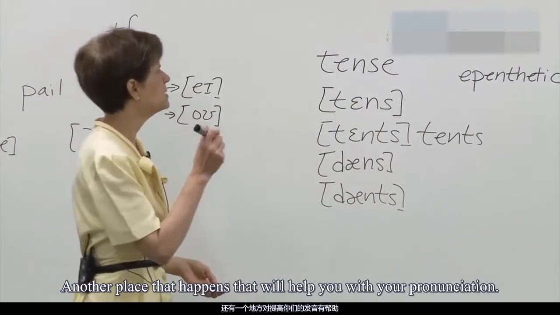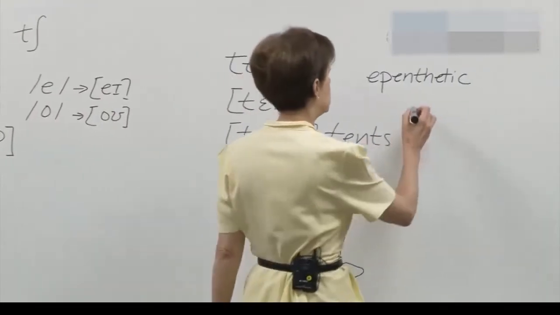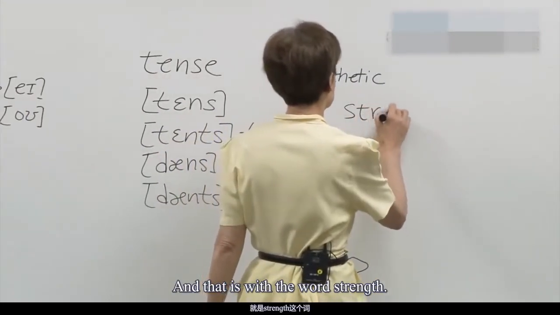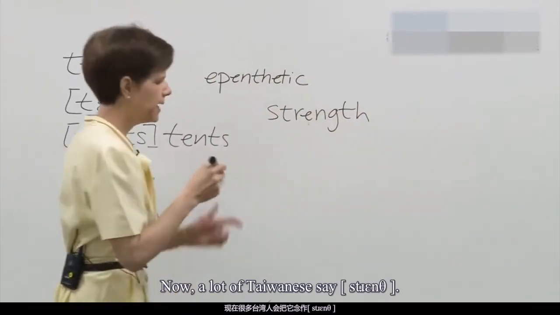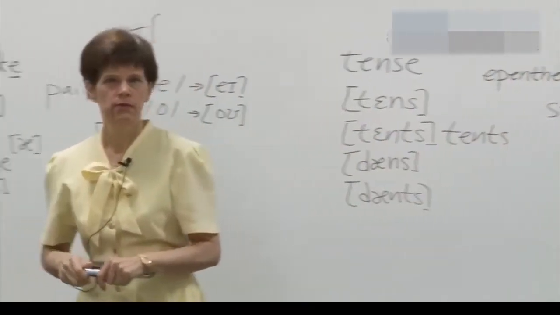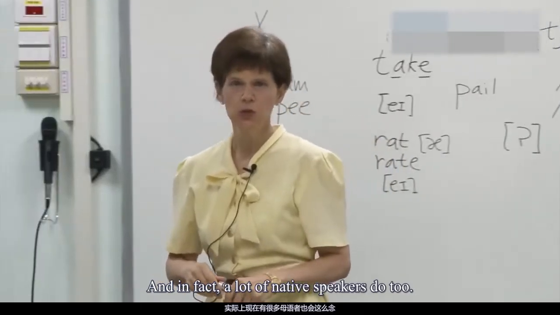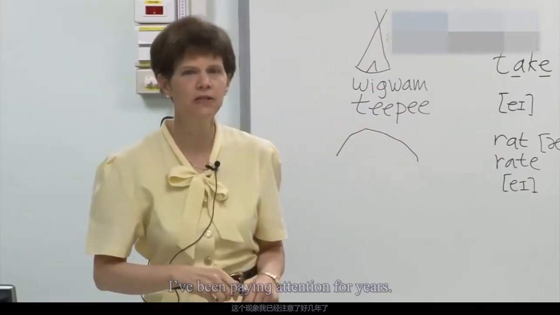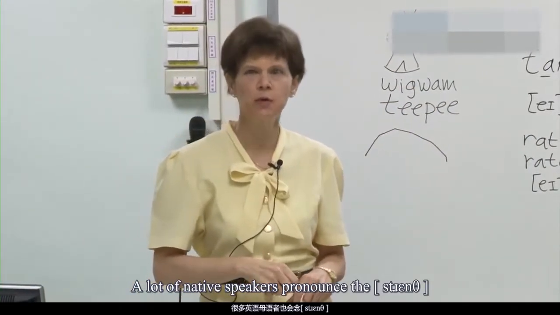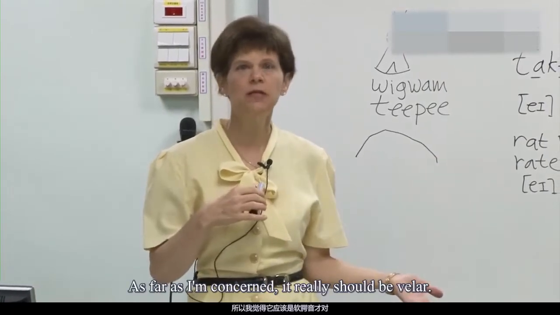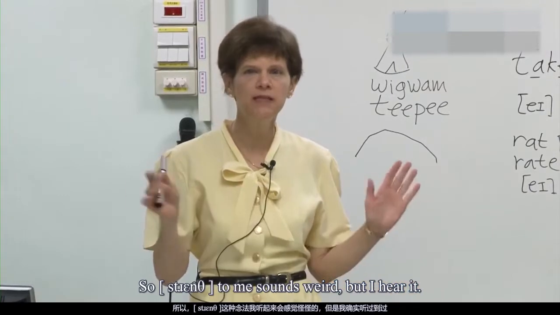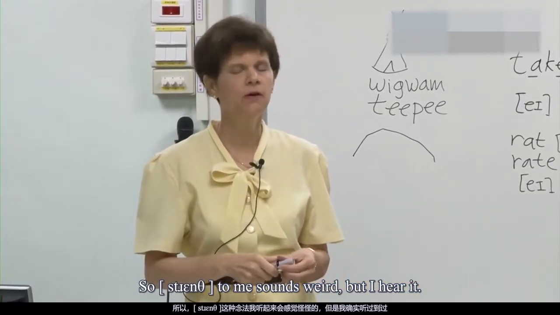Another place that happens that will help you with your pronunciation, and that is with the word strength. Strength. Now, a lot of Taiwanese say strength. And in fact, a lot of native speakers do too. I've been paying attention for years. A lot of native speakers pronounce this strength. But I don't, because that's an NG. As far as I'm concerned, it really should be velar. So strength to me sounds weird, but I hear it.